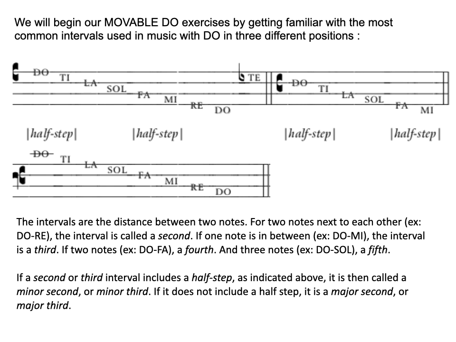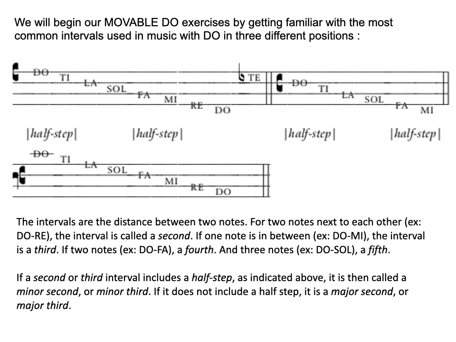We're going to call the intervals the distance between 2 notes. For 2 notes that are next to each other, for instance, Do, Re, the interval is called a second. If one note is in between them, for instance, Do, Mi has Re in between, the interval is called a third. If there are 2 notes in between, for instance, Do, Fa have Re and Mi in between, it's called the fourth. And if we have 3 notes in between, it's called the fifth. For instance, Do, Sol has Re, Mi, Fa in between.